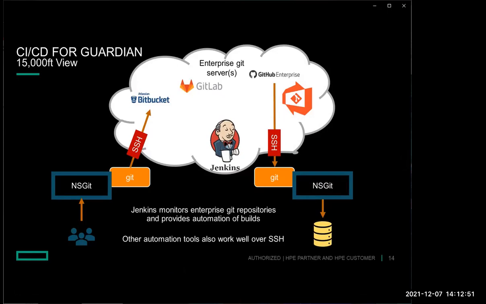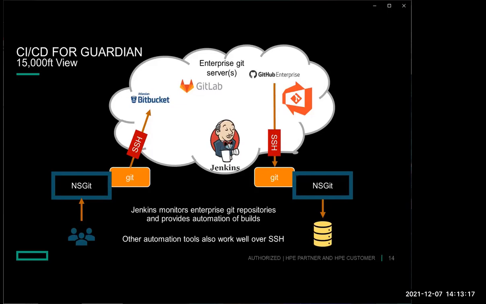Pulling this all together is what would be Jenkins, which is, call it NetBatch on steroids. You can think of it that way. And it monitors changes in branches within the entire Git ecosystem to trigger actions, events, deployments, automated testing, automated builds, release construction.